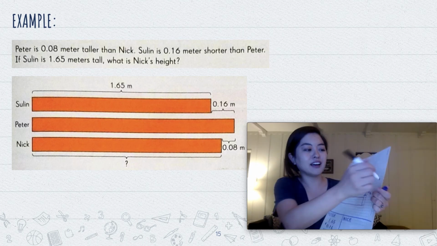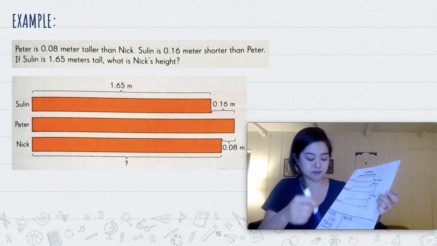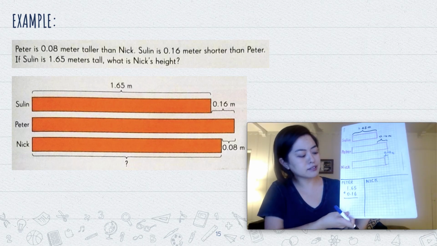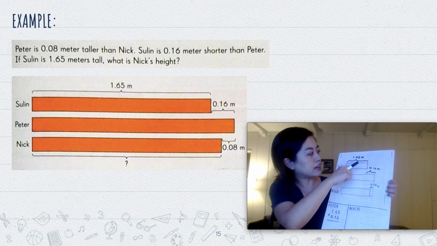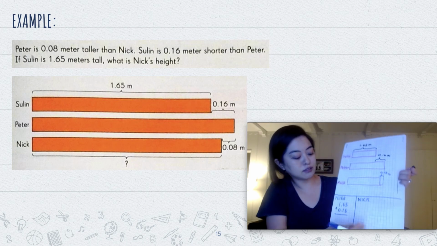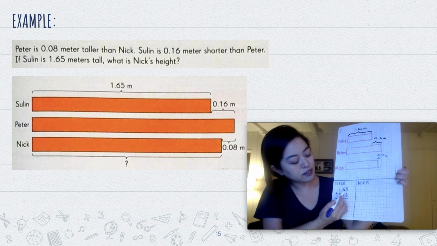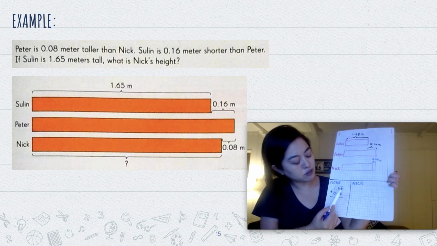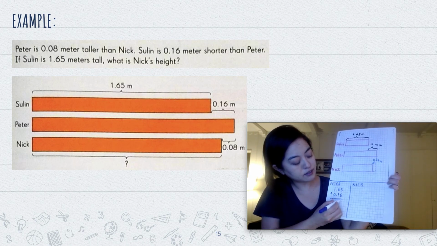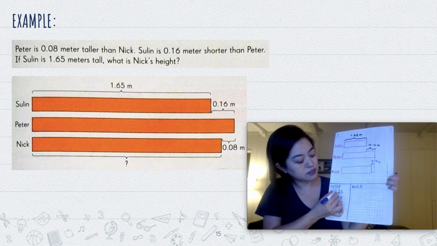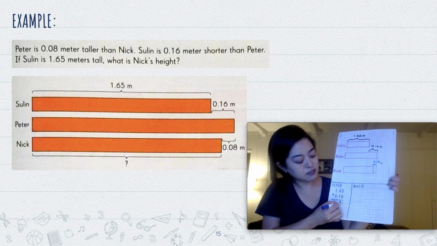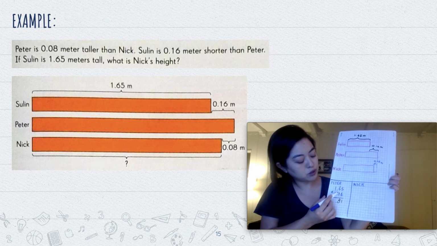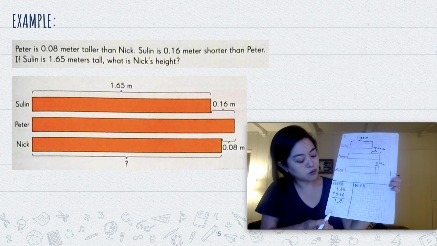All right, so now to figure out Peter's height, let's see, how tall is Peter? Well, Peter is Sulin's height plus 0.16, okay? So I stacked it up like this. So I'm going to add the hundredths. 5 and 6 hundredths make 11 hundredths. 1 tenth plus 6 tenths plus 1 tenth makes 8 tenths. Drop the decimal point. 1 plus 0 is 1. So he is 1.81 meters.